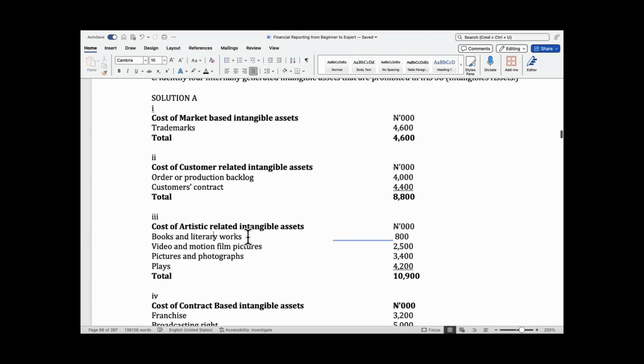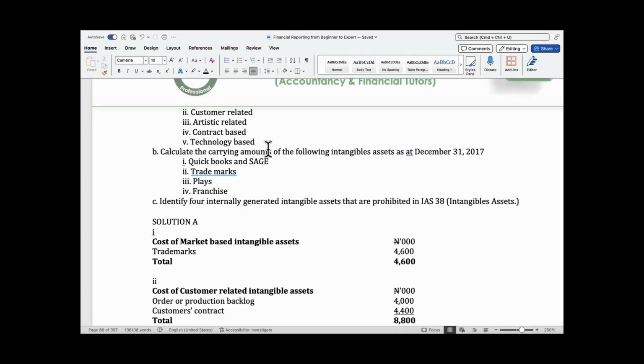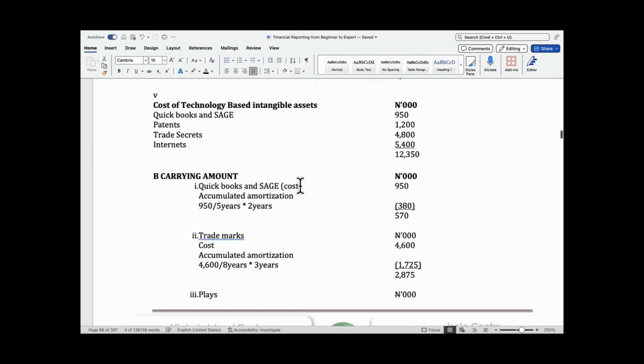Then another part of the question asks us to calculate the carrying amount. After determining the cost above, get the carrying amount. You know that carrying amount is cost minus accumulated amortization in the case of intangible assets. So for the books, for example, since we have already determined the cost up there, the cost of the QuickBooks as 950, right?